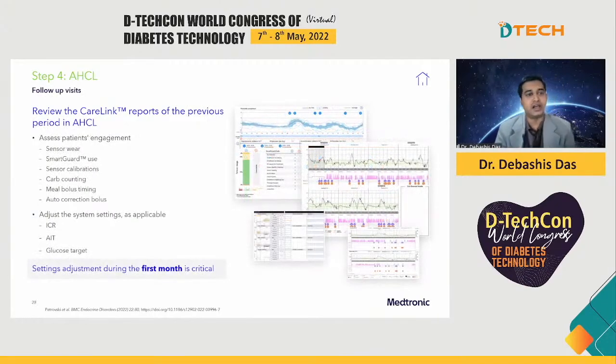And lastly, they did follow-up visits over a month, over the phone and in the clinics, assessing patient's engagement, sensor wear, SmartGuard use, sensor calibrations, carb counting, meal bolus timing, auto correction, and again adjusting the ICR and AIT. This is very critical, because setting adjustment during the first month is always critical to take it forward. So education and training is very, very key when somebody wants to get into the technology and do well.